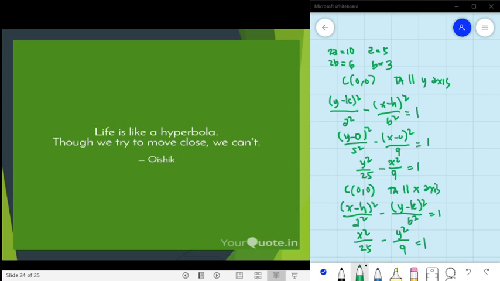So, life is like a hyperbola: though we try to move closer, we can never get closer. The hyperbola's opening widens, but it is limited to the asymptotes.